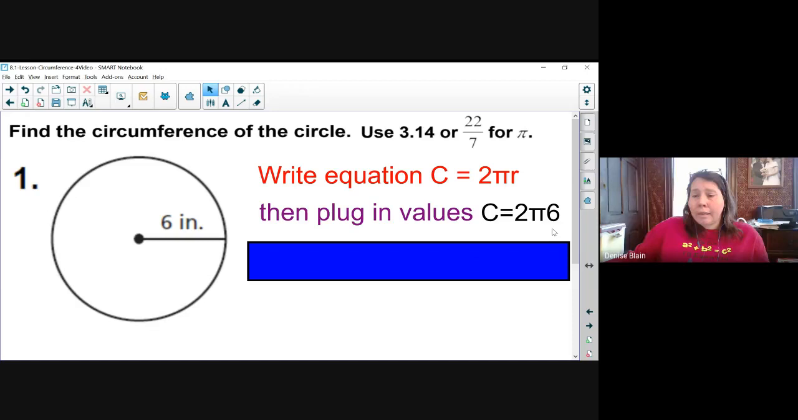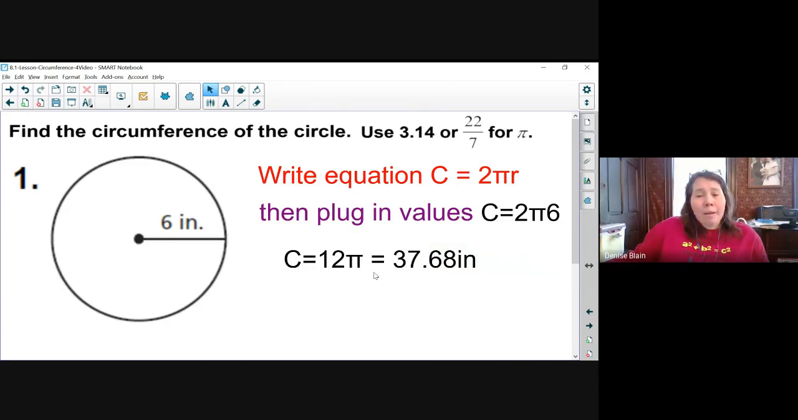Then you're going to plug in the value for radius. I'm going to plug in 6 and rewrite the equation. Circumference equals 2 times pi times 6. So once that's written down, then I'm going to multiply. 2 times 6 is 12. So circumference is 12 times pi, or 37.68 inches. So this ultimately is my equation for circumference, or this is the answer for the circumference of this circle.